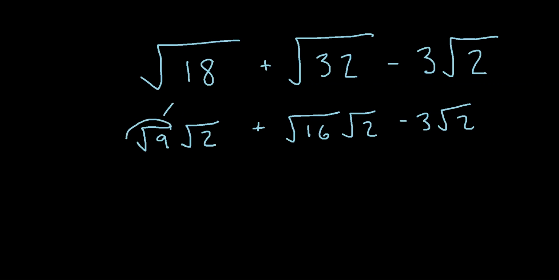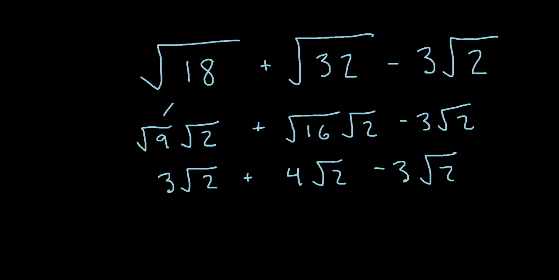So we'll notice that the square root of 9 is just 3, so this can be written as 3 times the square root of 2, plus the square root of 16 is 4, so we'll say 4 times the square root of 2, and then we have minus 3 times the square root of 2. So notice now all of these square root values are the same, so that means we can directly add and subtract the numbers out front. So we get 3 plus 4, that's 7, minus 3 is 4. So our final answer is going to be 4 times the square root of 2. And that is our final answer.